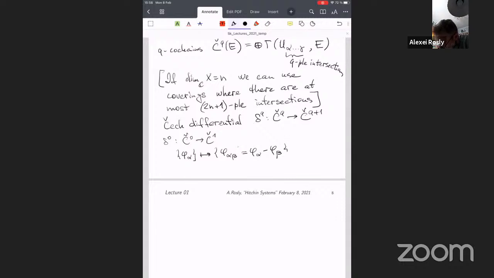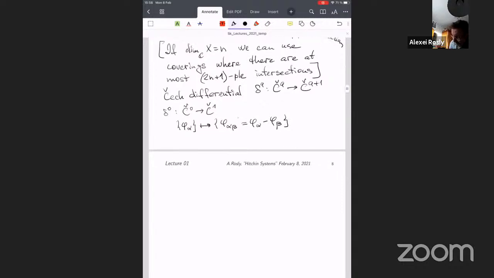Next step, what if I act with a differential on one-chains? I should get to the space of two-chains. One-chains are sections on each double intersection, phi_alpha beta. And they get local sections labeled by three labels by the following formula.